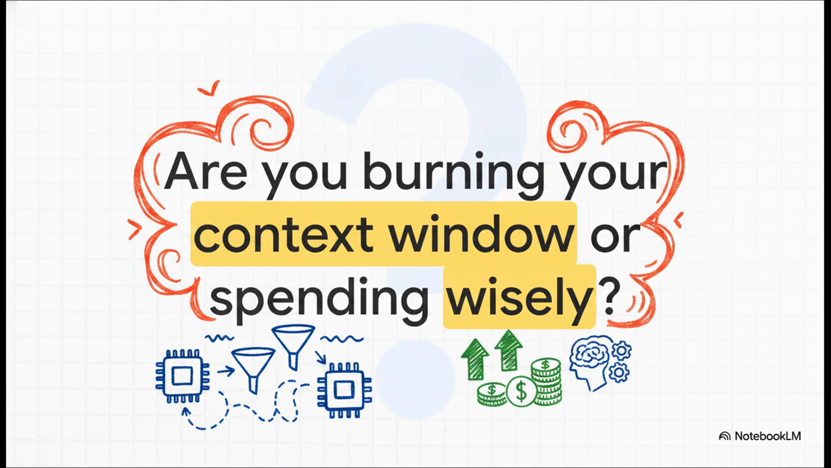So now that you understand the true economics of the AI era, from the massive energy cost on the server side down to the micromanagement of your own context window, I want to leave you with this question. Are you spending your tokens wisely, or are you just burning through your context window? Take a hard look at your own prompts today. Strip out the fluff, route your models smartly, and start maximizing your AI ROI.